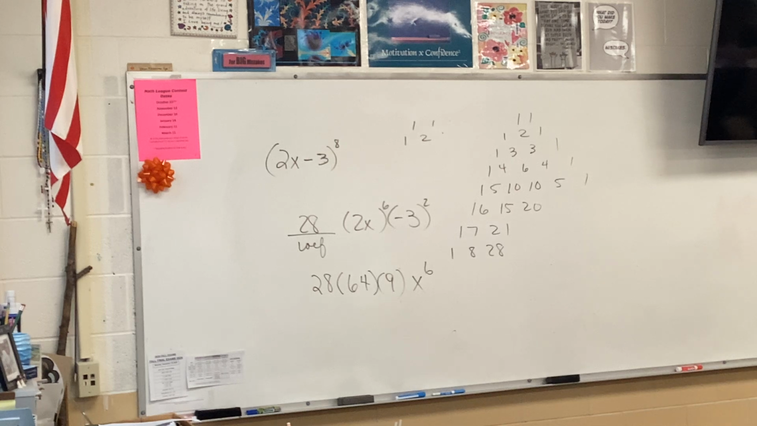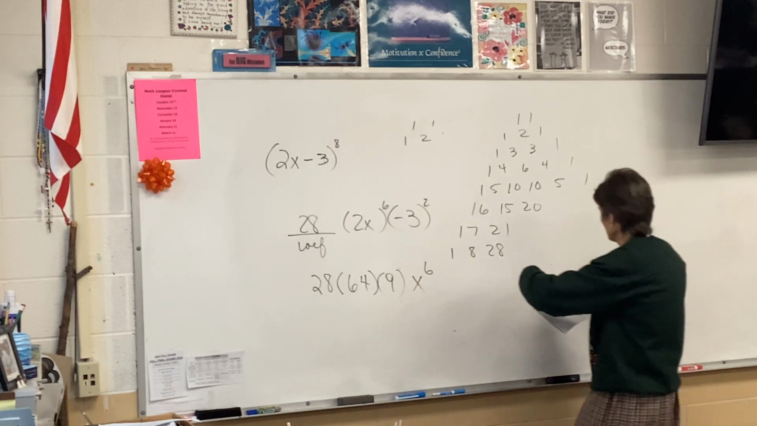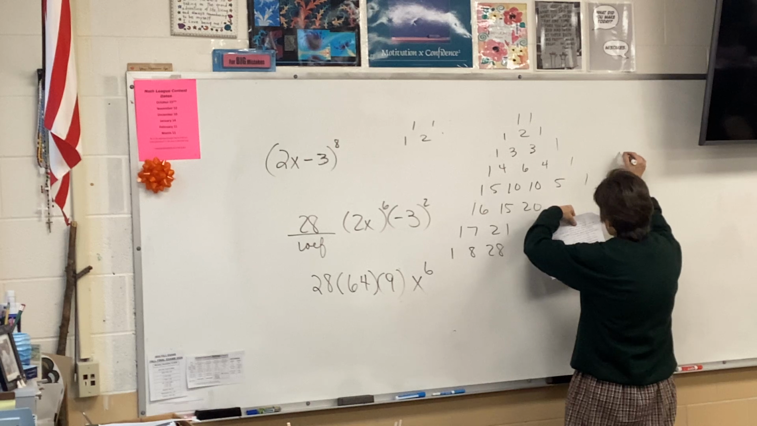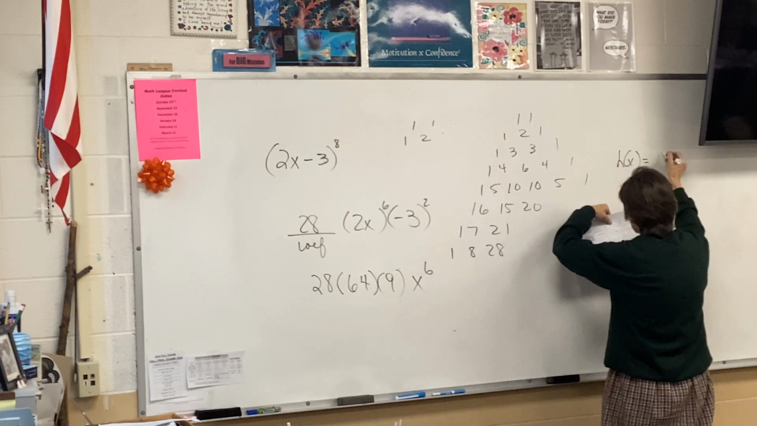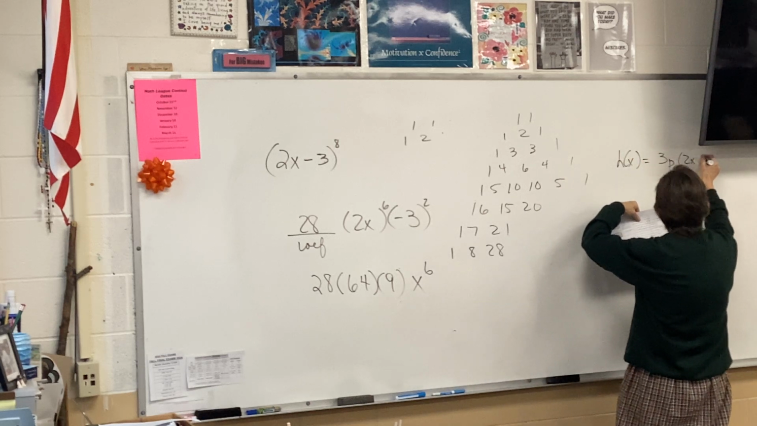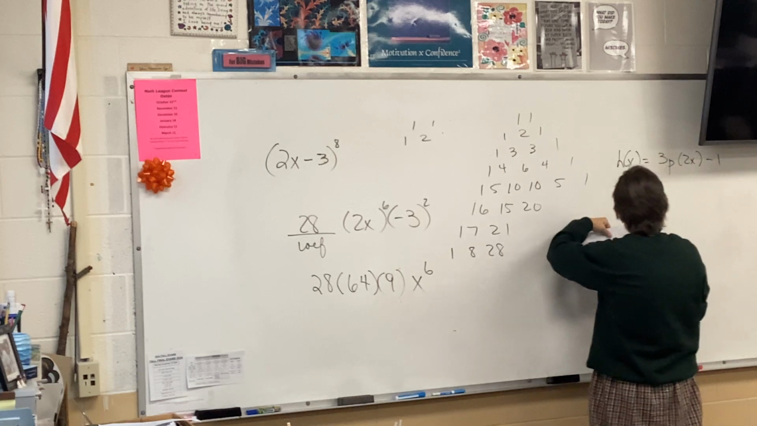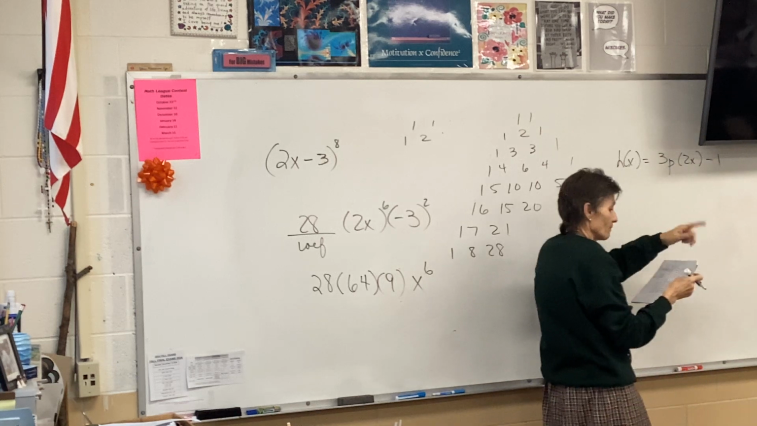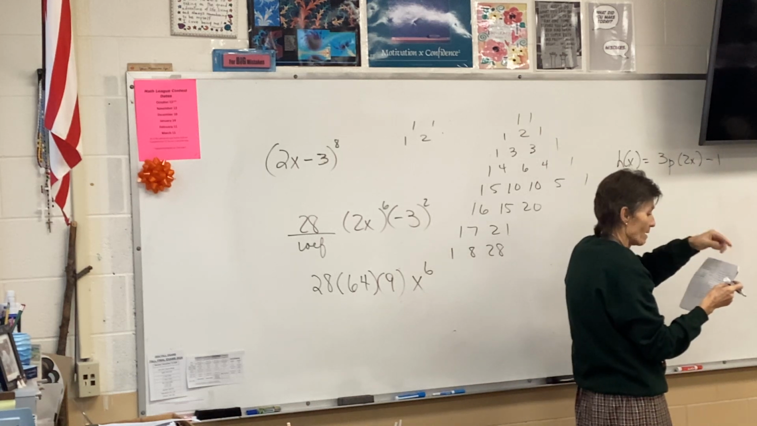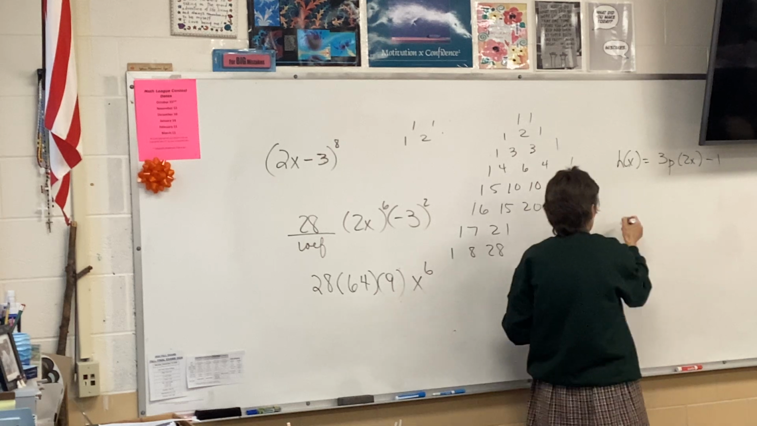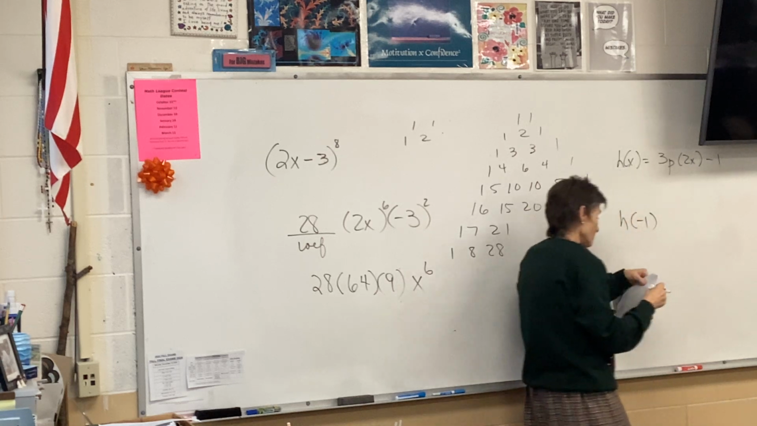Will you please do 112, number 2? So h of x is 3p of 2x minus 1. Okay, I'm only going to find one of those. Which do you want me to find? Does it matter? No. We'll find h of negative 1, okay?